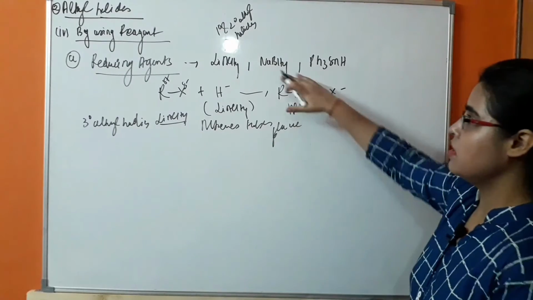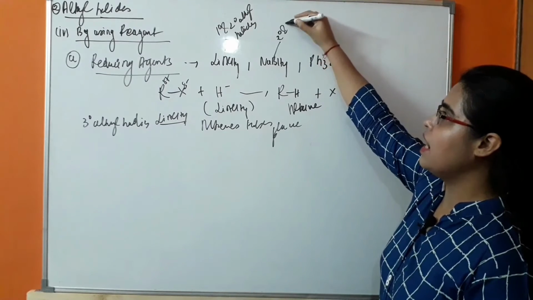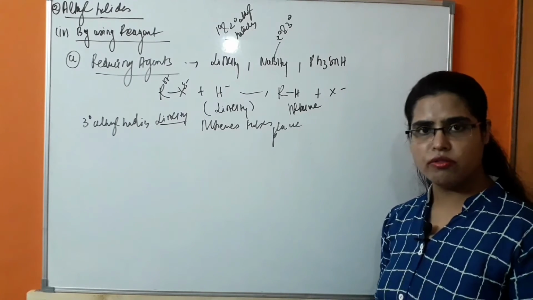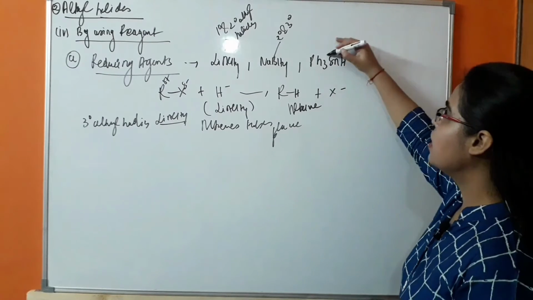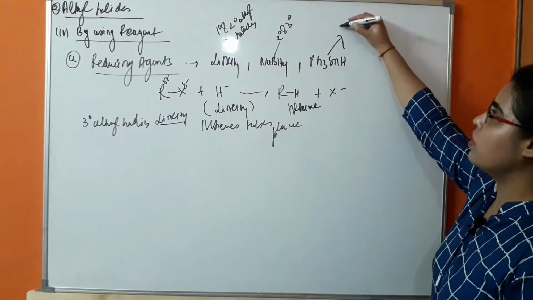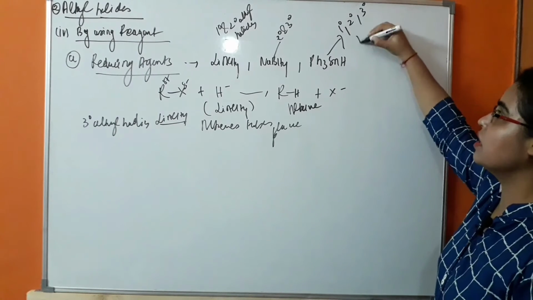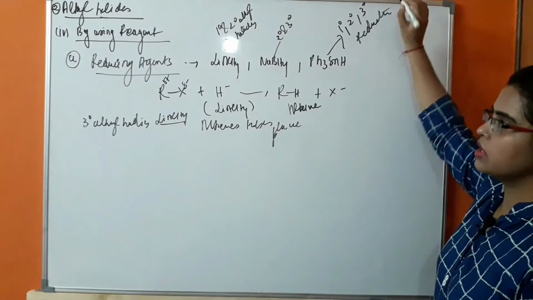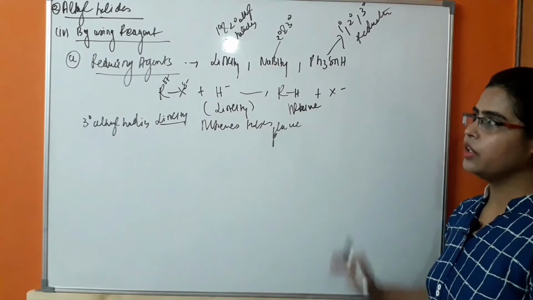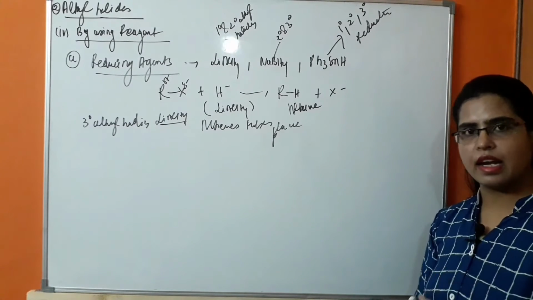Okay, next in this case sodium borohydride, it is suitable for 2 degree and 3 degree but not for 1 degree alkyl halide, whereas this triphenyl tin hydride is suitable for reduction of all the three, 1 degree, 2 degree and 3 degree. Okay, so these are the reducing agents which are used for the reduction of alkyl halides.